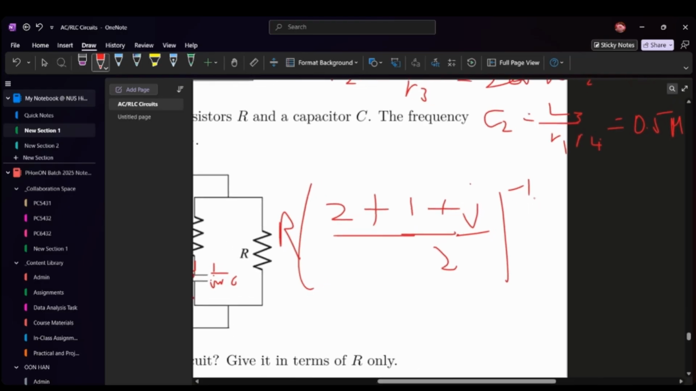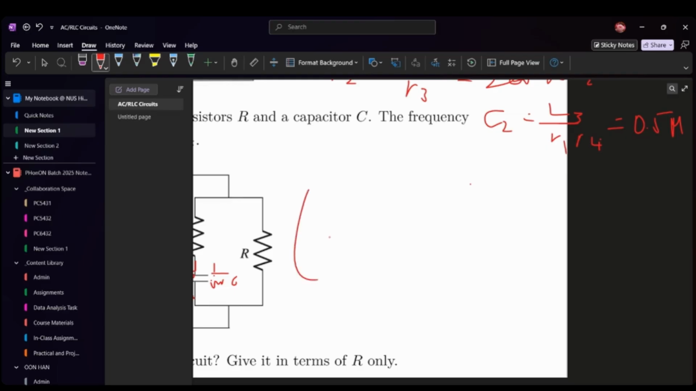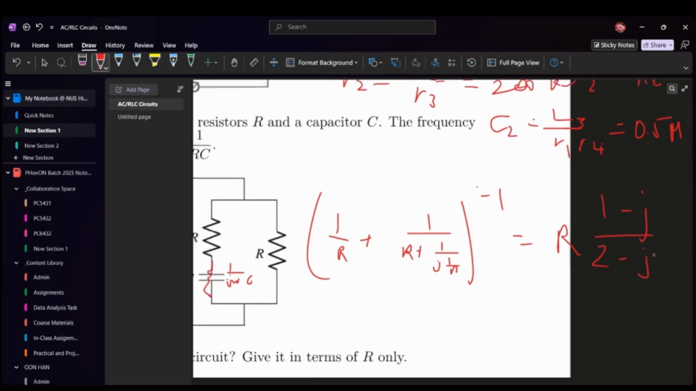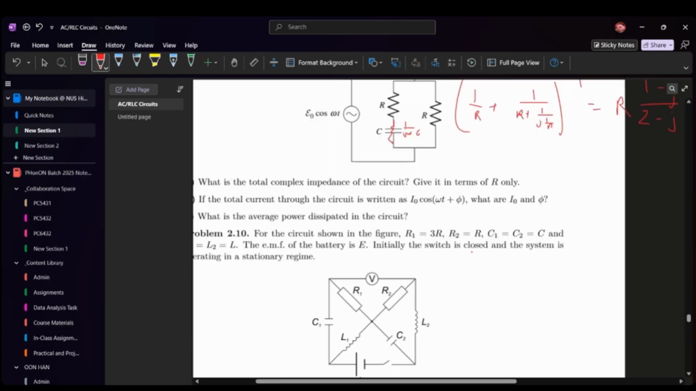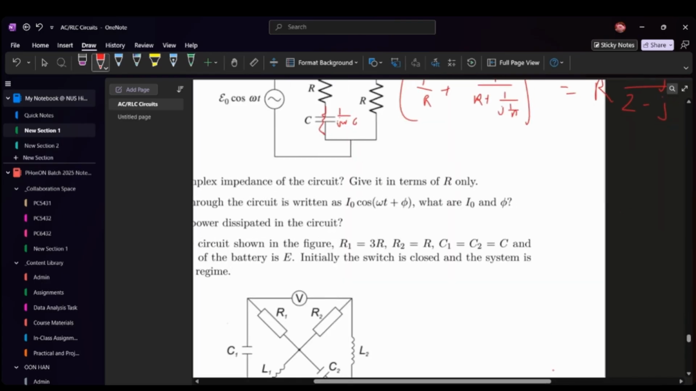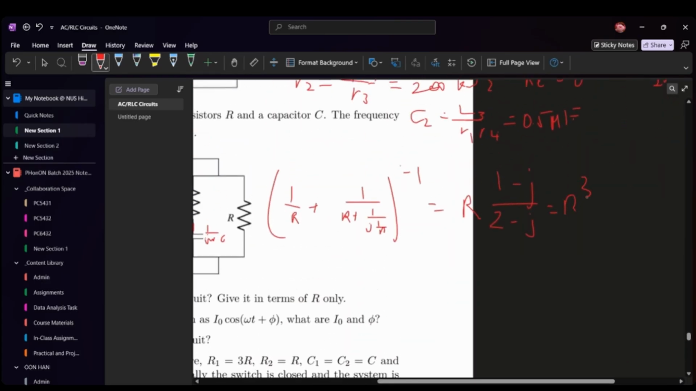I'm not too sure if I did the math right, but I already illustrated how you get it. You get 1 over R plus 1 over R plus 1 over j, like this, and you should get your answer is R (1 minus j) over (2 minus j). Sorry, I meant j. This should be your answer. It's just a bit of math. Or you can rationalize it. You can get R (3 minus j) over 5.